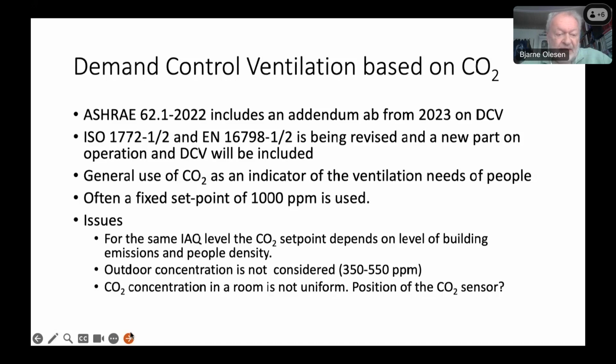Also, we can see outdoor concentration that can vary between 350 and up to 550. So if you use just an absolute value, you don't take into account the variation in outdoor CO2. And then it's often a question, I think we will get back to that, where should your CO2 sensor be in the space? We have data showing that the CO2 concentration is not uniform in the space.